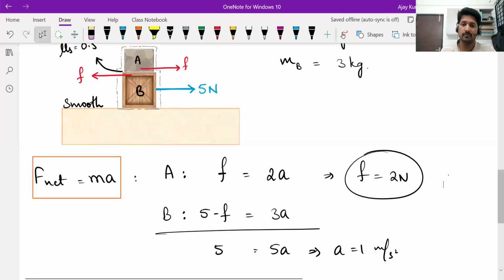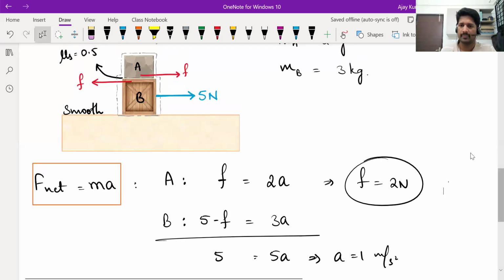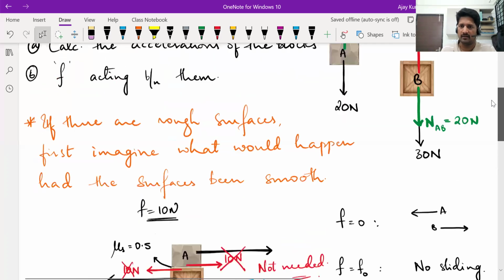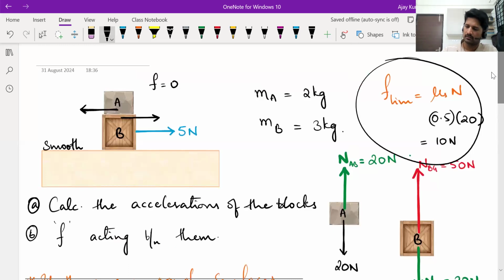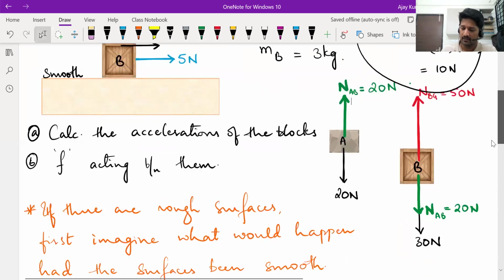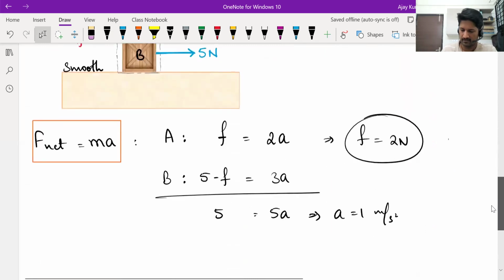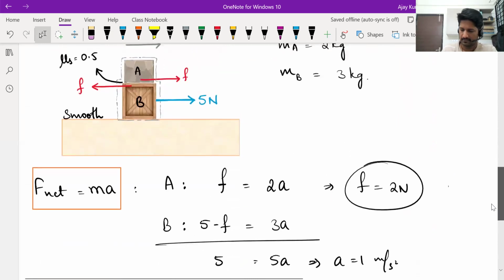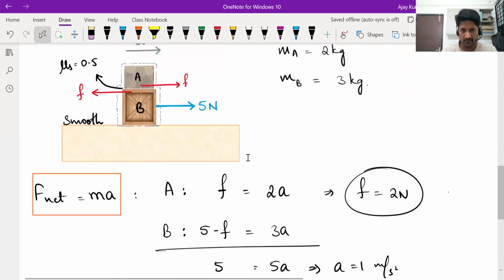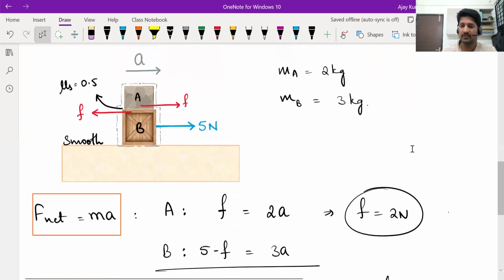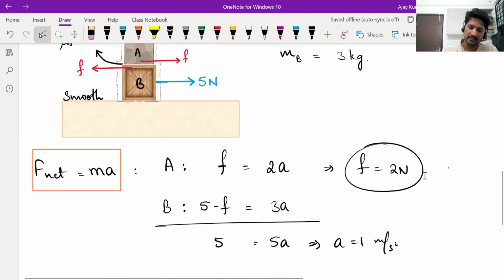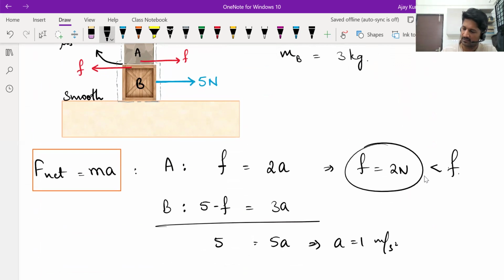What is the maximum available friction between them? 10 newtons. Mu s into n was 10 newtons. How much is needed to make them go together? We assumed the blocks to be sliding together, and for that we see that the friction required is only 2 newtons, and this is comfortably less than the limiting friction. So this is what is going to happen. Our assumption is correct.